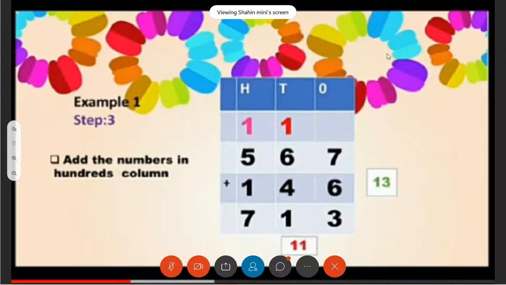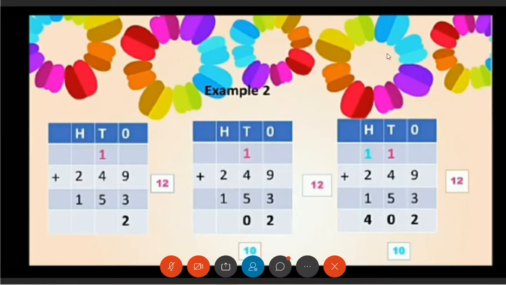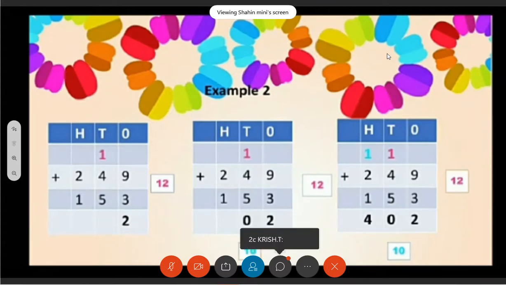Child? Mute it. By mistake, it got unmuted. I know you are doing very well. I will give a chance to every student. We will start next week in alphabetical order. So be ready. One day, five students. We are going to call and you have to do the sum.